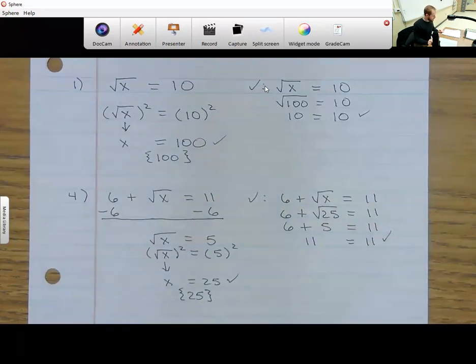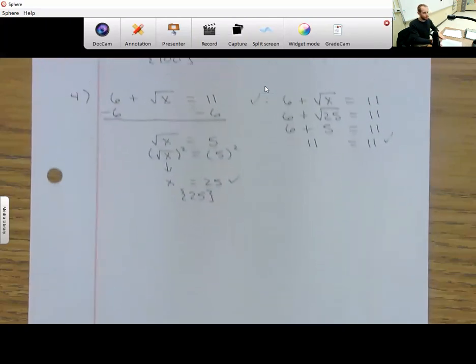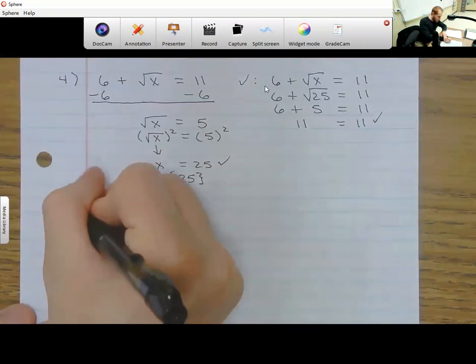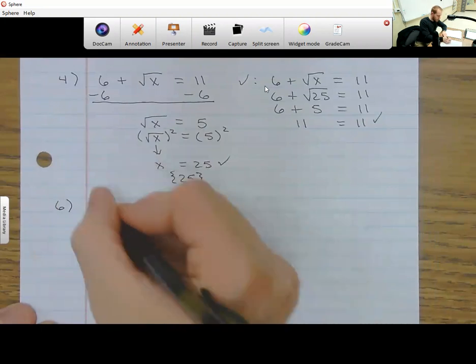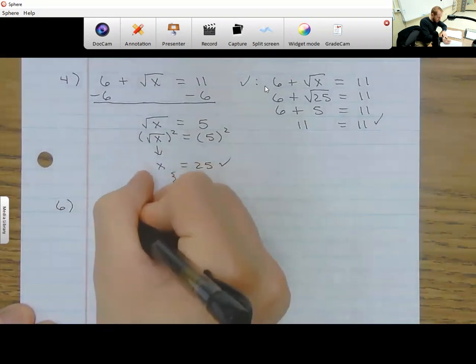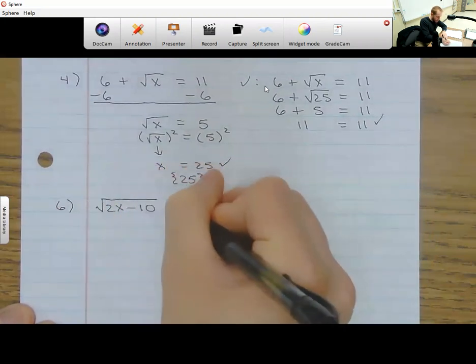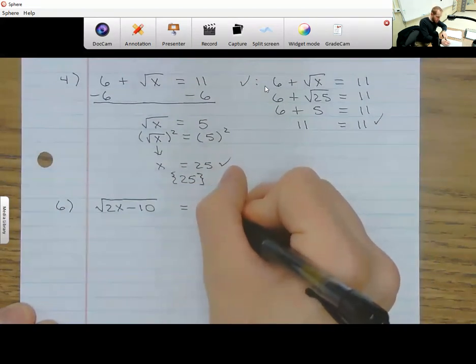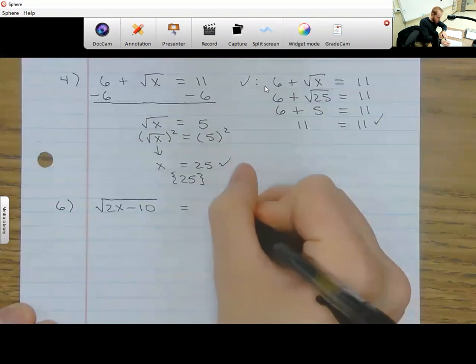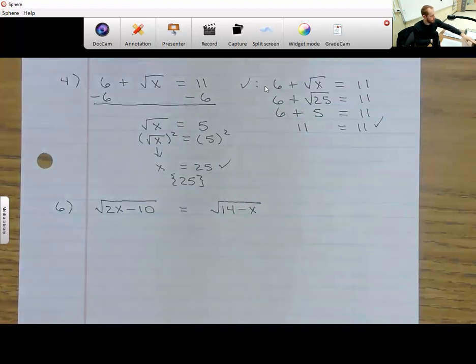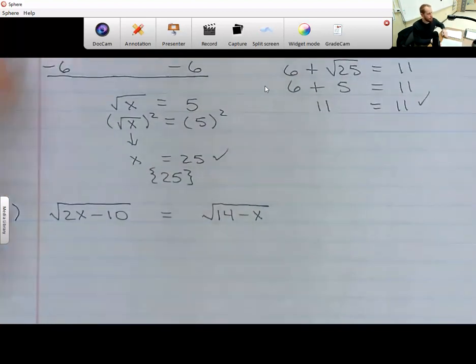Okay, let's get on to the last two, 6 and 7. All right, let's do number 6. So this one is kind of strange because you haven't seen something like this before, but you probably already know how to do it. I've got the square root of 2x minus 10 is equal to the square root of, what? 14 minus x. And I'll zoom in so you can see it a little better. There we go.